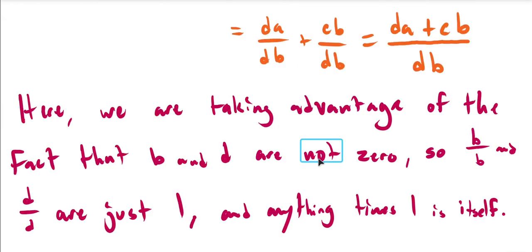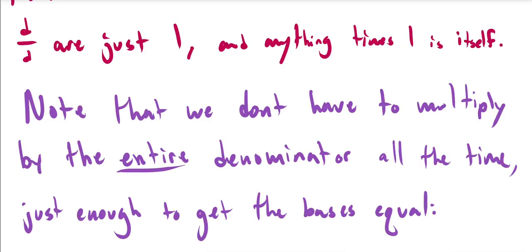And of course, the trick that we're taking advantage of here is that if b and d are not 0, then b over b and d over d are just 1. And we're allowed to multiply by 1 freely. You'd think multiplying by 1 would be a pretty boring trick, but actually, as long as you do it tactically with very interesting versions of 1, you can do a lot with that. Same thing with adding 0 to things. Now, note that you don't have to multiply the entire denominator on the top and bottom. That might not be necessary. All that we really need is to get the bases to match.